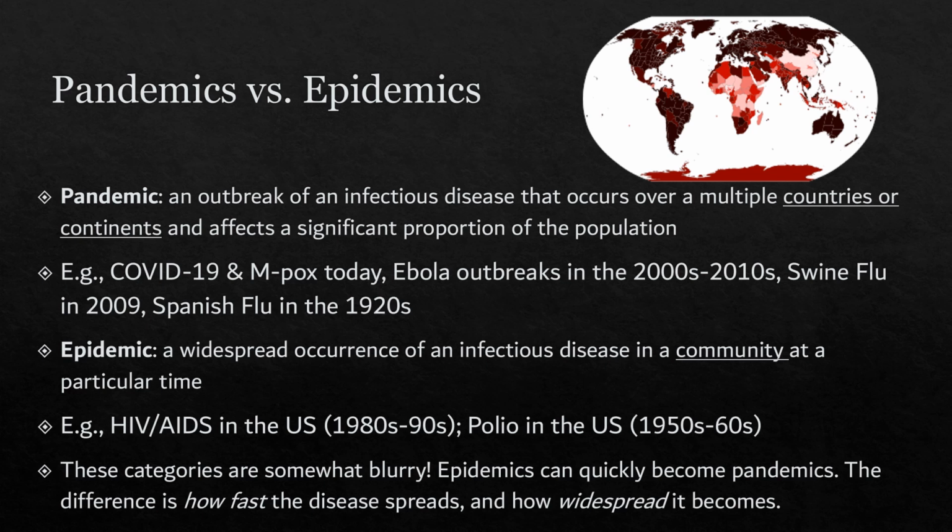It's important to understand, though, that pandemics and epidemics are not super clear-cut categories. These can be kind of blurry, different concepts. Epidemics can very easily become pandemics as they get larger and larger in scale. The difference between these is really about how fast the disease is spreading and how widespread it becomes.